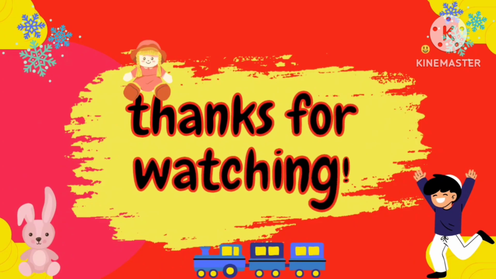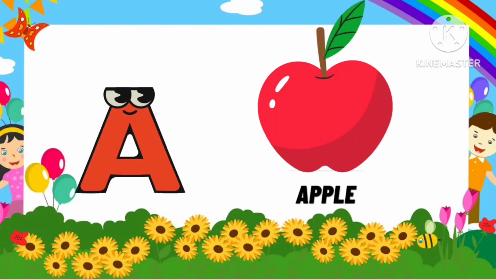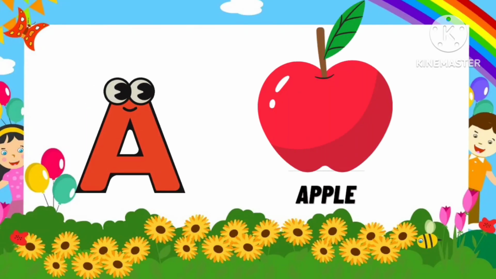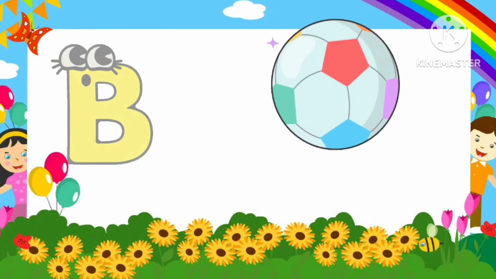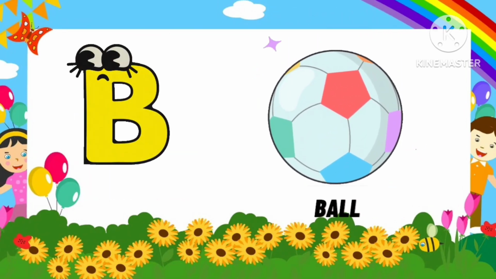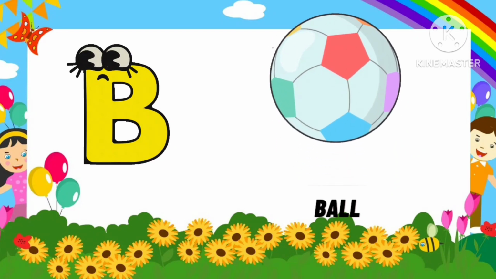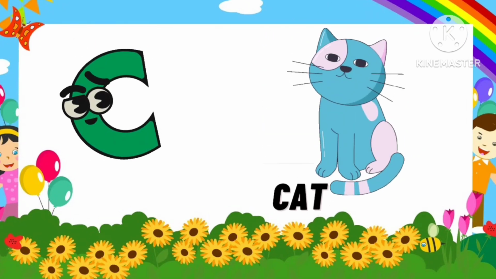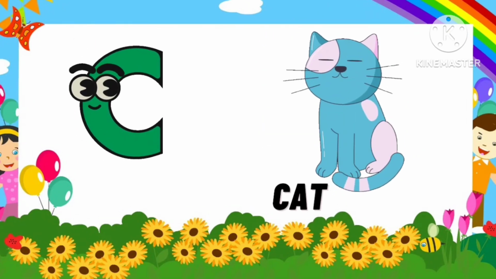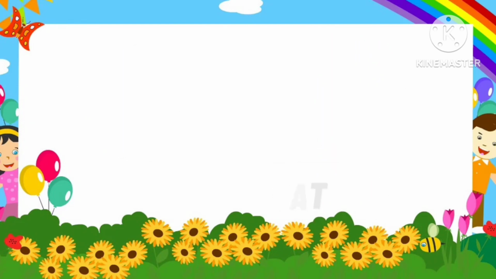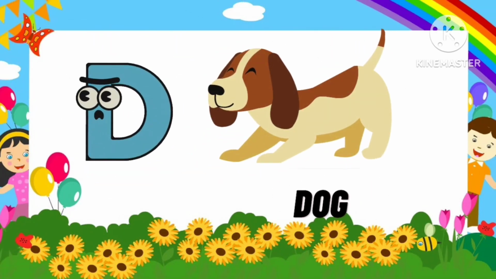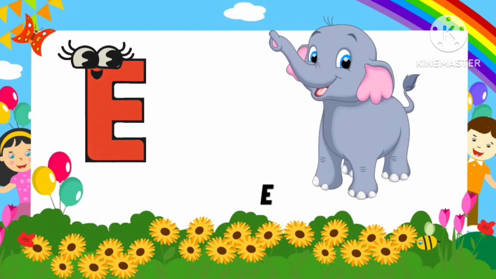Let's do again. A for apple. B for ball. C for cat. D for dog. E for elephant.